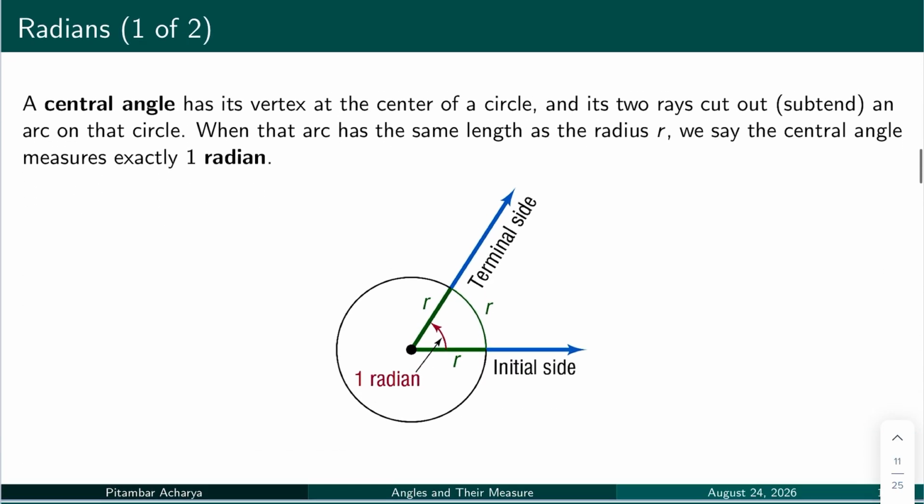Now radians. What do we mean by radians? A central angle has its vertex at the center of a circle, and its two rays cut out an arc of the circle. Let's say this is one ray, and this is another ray. They cut out this arc, and if this arc has the same length as the radius, then we say that this central angle, in the counterclockwise direction, measures 1 radian.